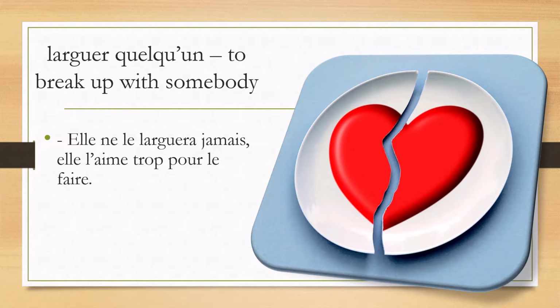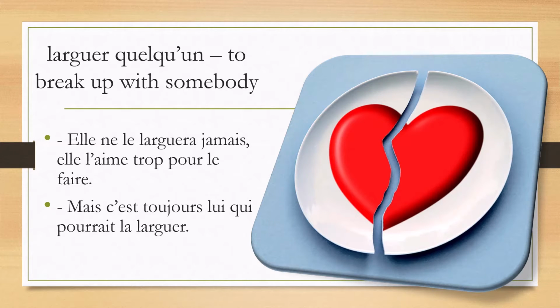Let's try to translate it, having in mind that larguer quelqu'un means to break up with somebody. Ne le larguera jamais. She will never break up with him. She loves him too much to do it. And the other part of the dialogue says, mais c'est toujours lui qui pourrait la larguer. But it could be him who could break up with her. C'est toujours lui qui pourrait la larguer.